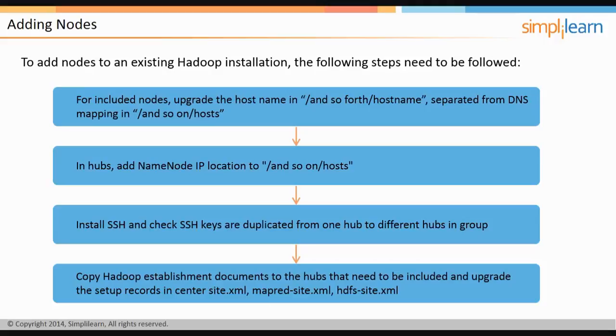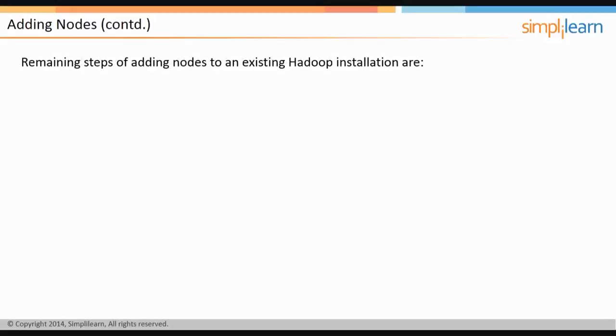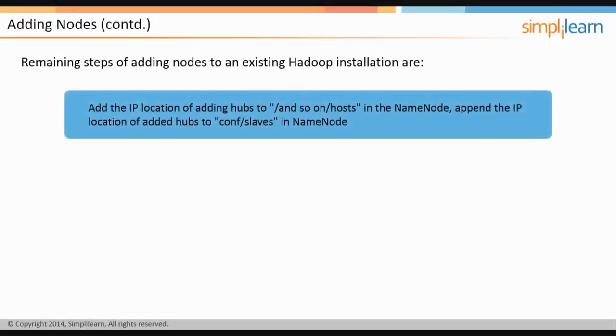The remaining steps of adding nodes to an existing Hadoop installation are given on the next screen. After performing the steps shown on the previous screen, add the IP address of the added nodes to the default directory shown on the screen in the name node, and append the IP address of the added nodes to conf/slaves in the name nodes.